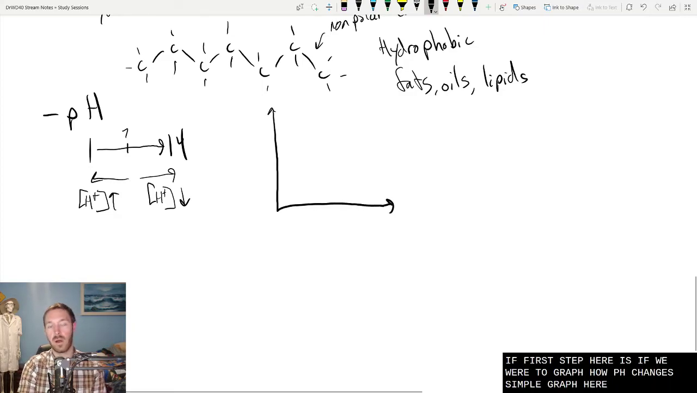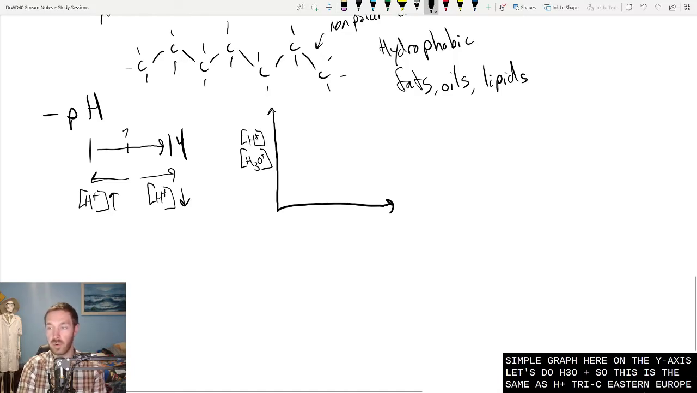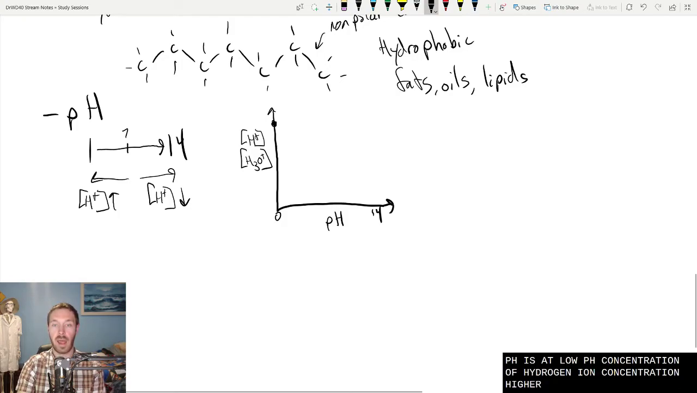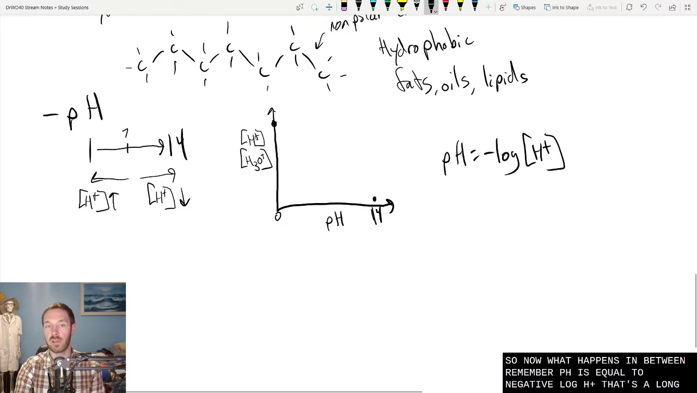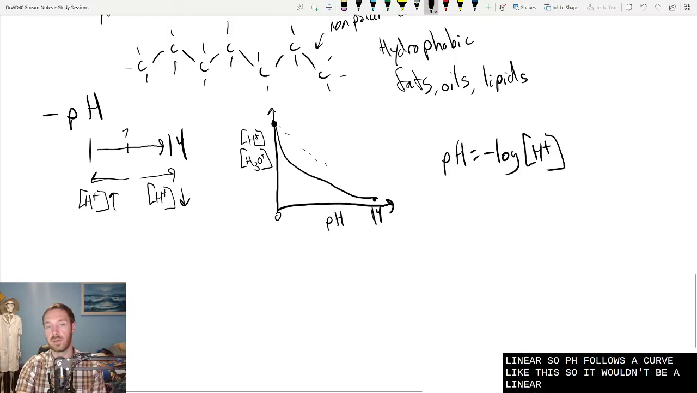So the first step here is if we were to graph how pH changes. A simple graph here: on the y-axis, let's do H3O plus, which is the same as H plus. H3O plus is a hydronium ion. And then down here we have pH. When hydrogen ion concentrations are high, and this goes from 0 to 14, is pH lower or higher? At low pH, hydrogen ion concentration is higher. At high pH, it's lower. So now what happens in between? Remember, pH is equal to negative log H plus. That's a logarithmic scale, so pH is not linear. So pH follows a curve like this. It wouldn't be a linear line coming down through there.